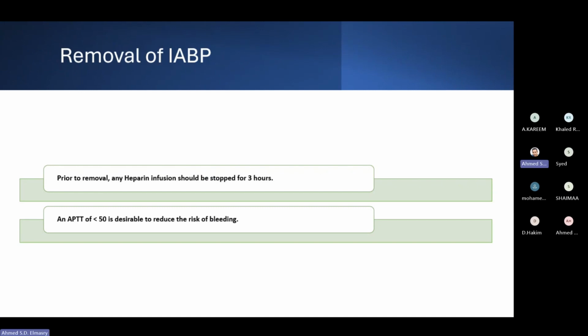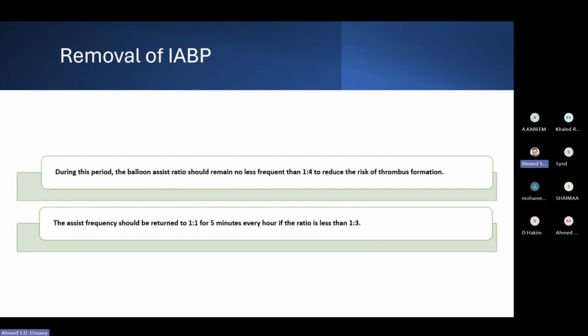Prior to removal of the intra-aortic balloon, most of the patients are on heparin infusion. So we should stop the heparin for almost 3 hours prior to removal. And the aPTT should be less than 50 in order to reduce the risk of bleeding. And during this period, you should start the weaning process of the patient.